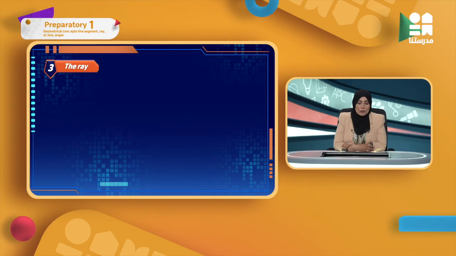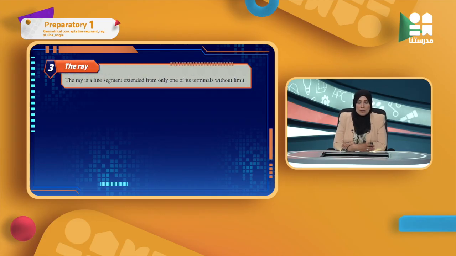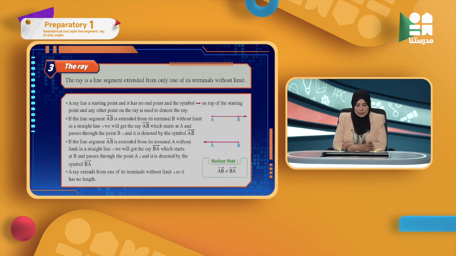Third, the ray. What does it mean? The ray is a line segment extended from only one of its terminals without limit. That means I have a starting point and it goes forever, with no end point. A ray has a starting point and no end point, and the arrow symbol on top of the starting point and any other point on the ray is used to denote the ray.